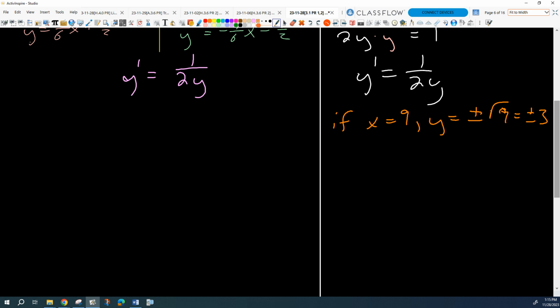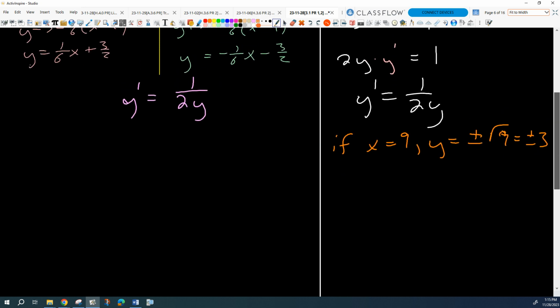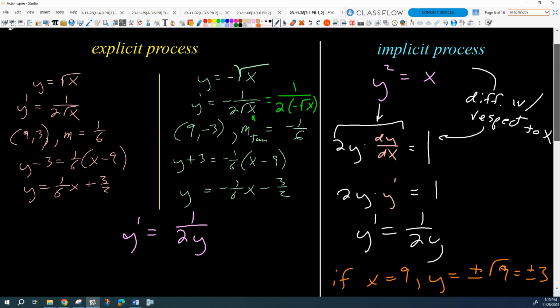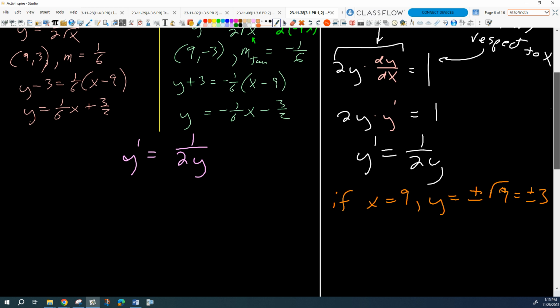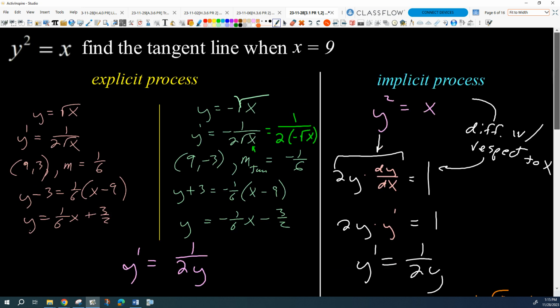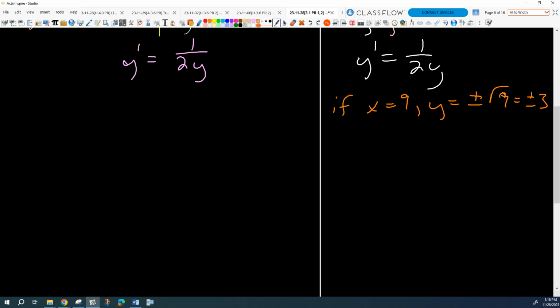Okay, what does that give us for our tangent line then? So that gives us slopes of y prime, right? Y prime is 1 over 2y. Okay, so then if I can calculate what the value of y prime is for various values of x, I should be able to go back now and build those tangent lines with only having to do the calculus one time.